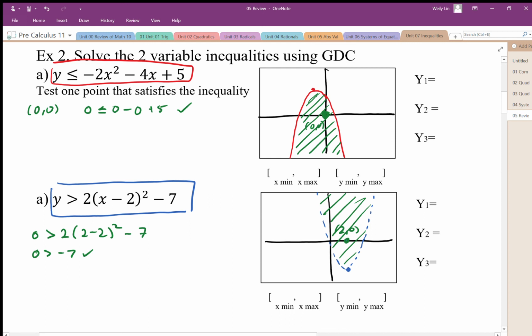We could check to see if 0, 0 is in fact part of the solution region. So we test 0, 0, and we end up with 0 is greater than 2 times negative 2 squared minus 7. Well, 2 times negative 2 squared is 8, so 0 is greater than 1. That's not true. So the origin is just below that dotted line.